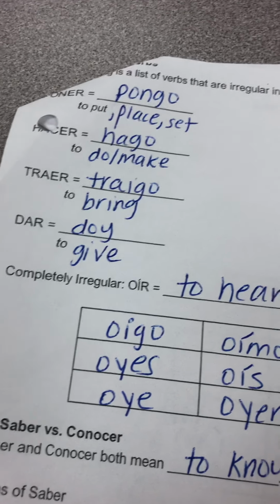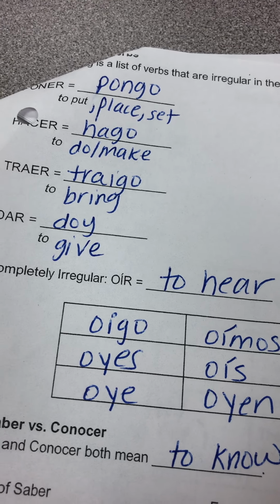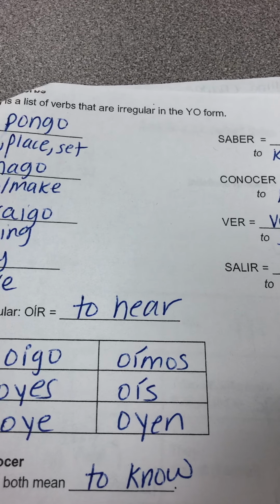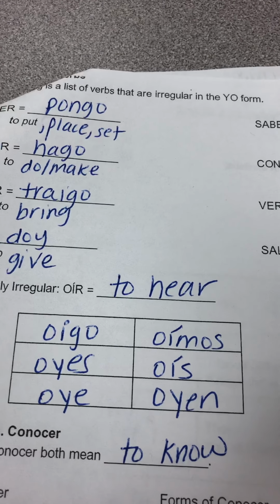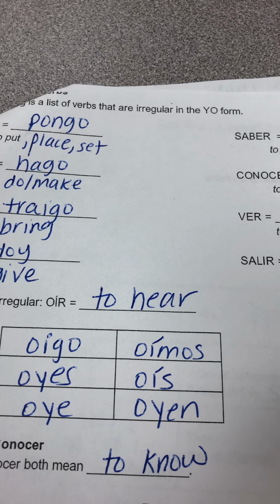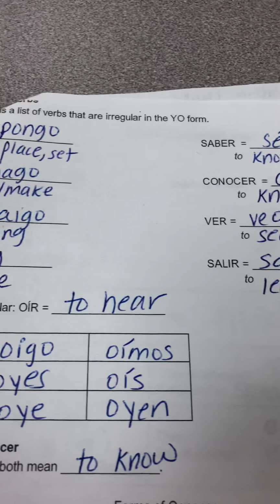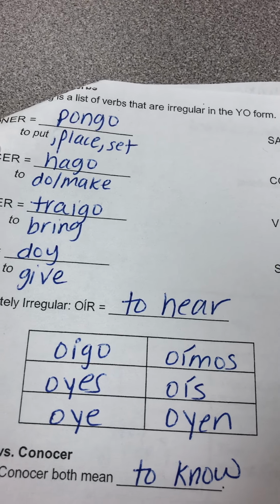Many of these are verbs I call yo-go verbs because they have a go in the yo form. Not all of them, but many do. These are all irregular in the yo form of the present tense. They're regular everywhere else, but in the yo form they have their own set of rules. The best way is just to memorize them. I recommend making flashcards for these: the verb, what it means, and what the yo form is.